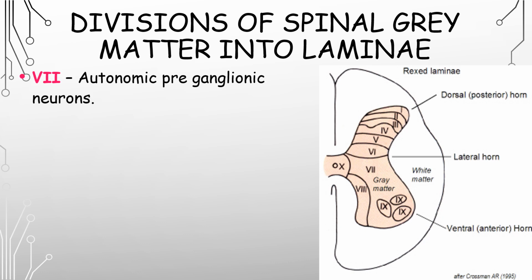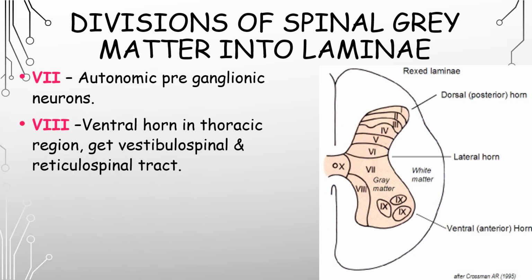So lamina 7 is confined to the lateral gray column, or lateral or intermediate horns. It is composed of autonomic preganglionic neurons. Lamina 8 occupies most of the ventral horn in the thoracic region. It is made up of interneurons that receive terminals of the vestibulospinal and reticulospinal tracts. Its efferent fibers project to lamina 9.